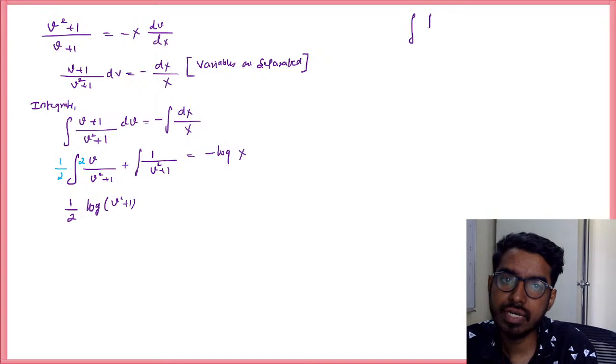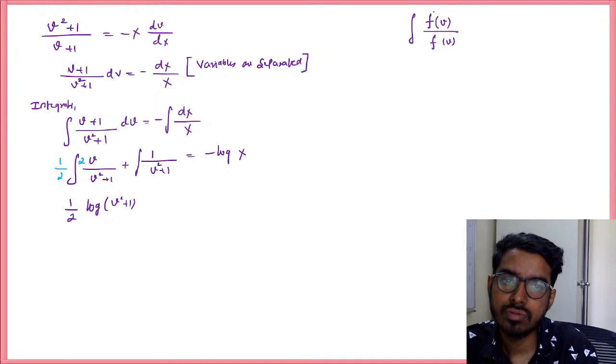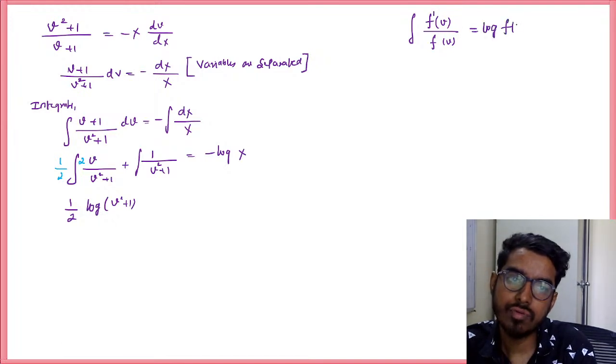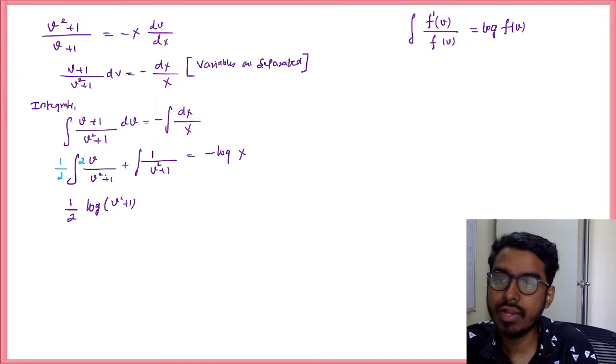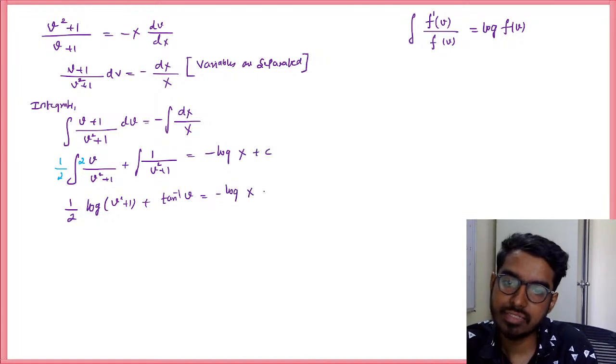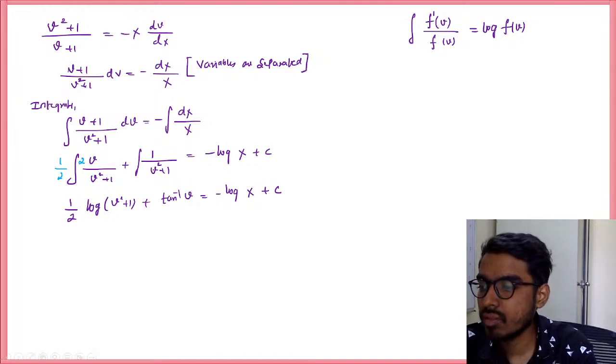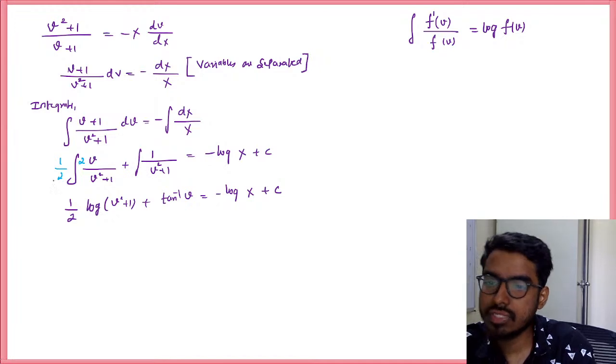So we know that integration of f dash of v by f of v is equal to log of f of v, and integration of 1 by (v square plus 1) is tan inverse of v, equal to minus log X. So we'll add some constant. So 1 by 2 log (v square plus 1) plus tan inverse v equals minus log X plus c. Okay, this is the required answer.